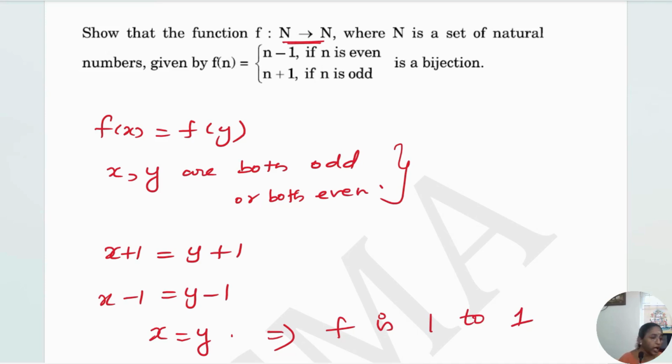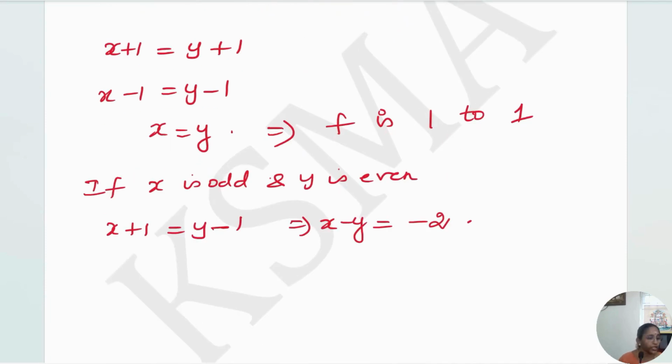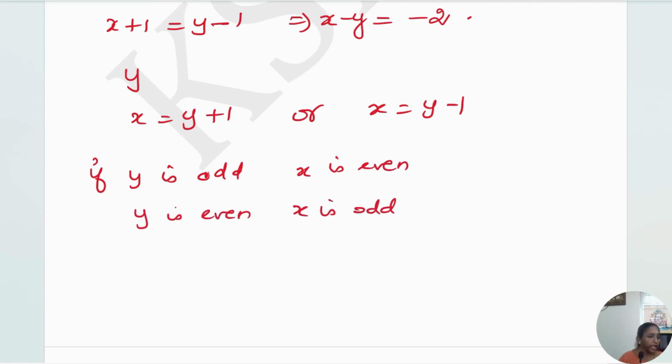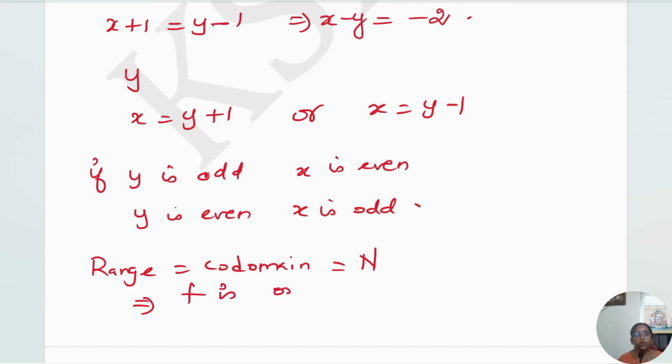And coming to the next part, onto function. So we know f of x is equal to y. So we can write our function as x is equal to y plus 1, or you can write x is equal to y minus 1 in this case. So if one is odd, the other one is even, then what will happen? If y is odd, then x is even. If y is even, then x is odd. That is the case. So here the range will be equal to our codomain, that is the natural numbers N. So you can say the given function is onto.